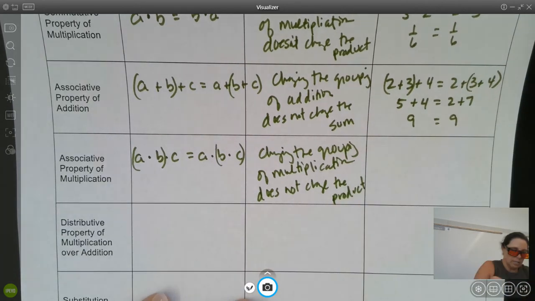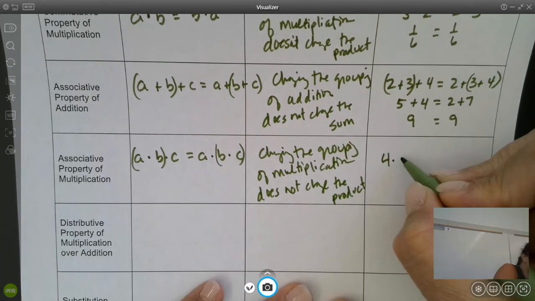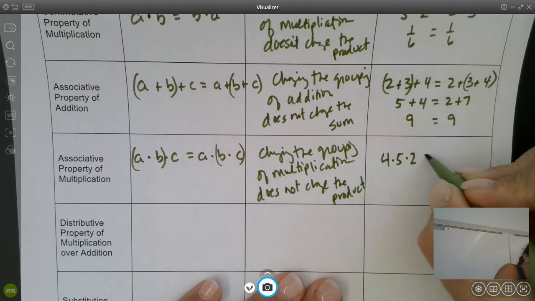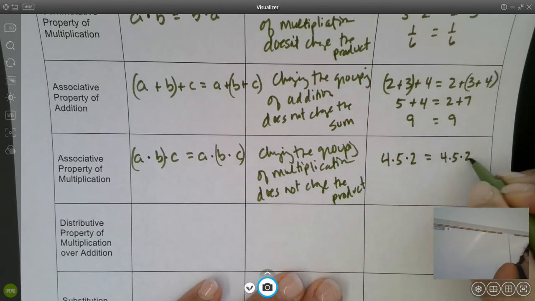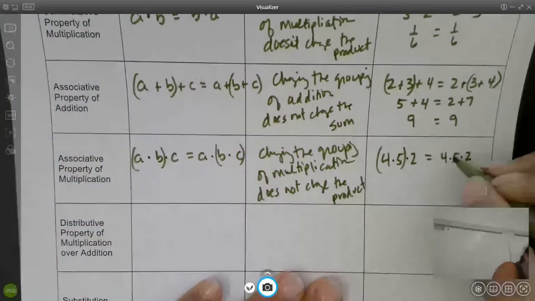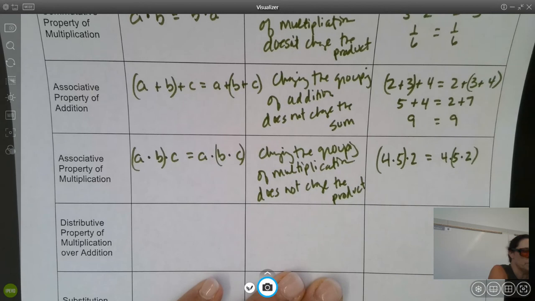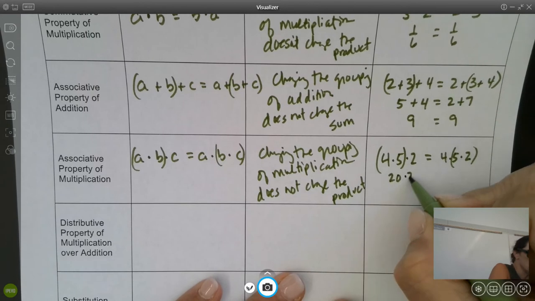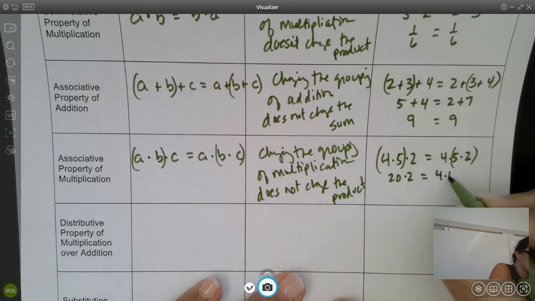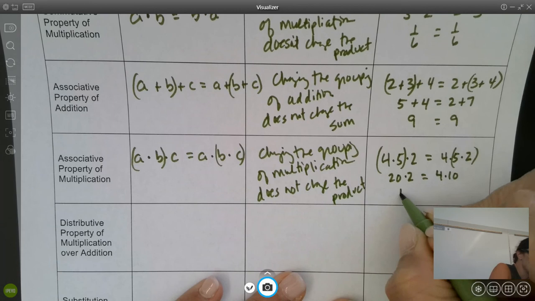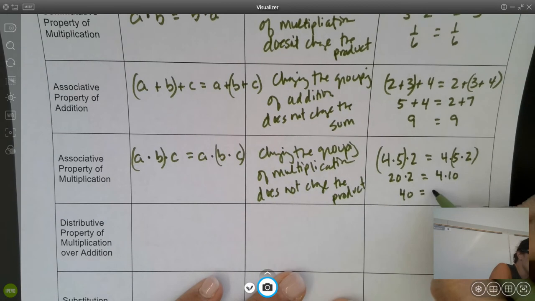Let's do (4 times 5) times 2 equals 4 times (5 times 2). Group together those two, group together those two. This would be 20 times 2. This is 4 times 10. 20 times 2 is 40. 4 times 10 is 40.